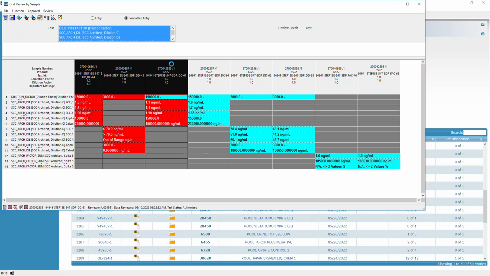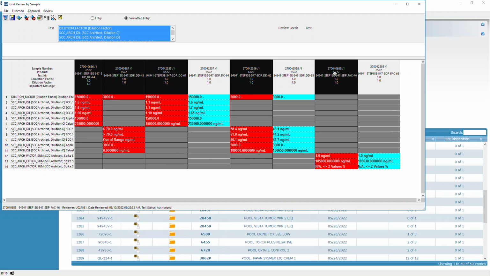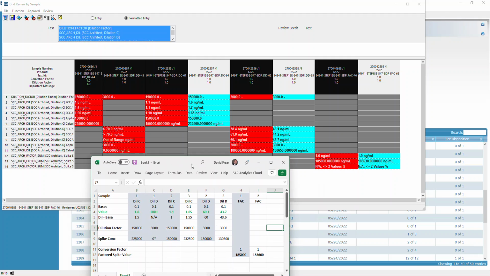Okay. Subsequently, they did some additional samples. They sampled the dilution C one more time, and they did the dilution D one more time. And then this is what's associated with that result. Again, I'll show you on Excel to kind of show you what happened here.